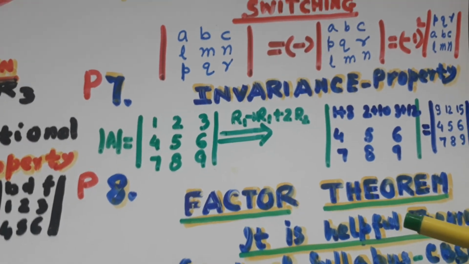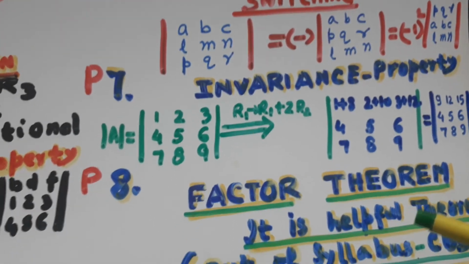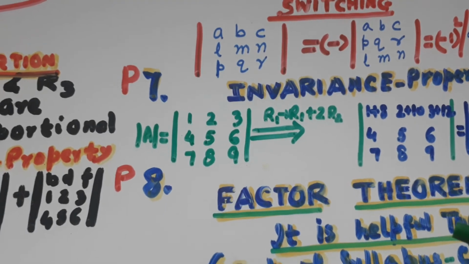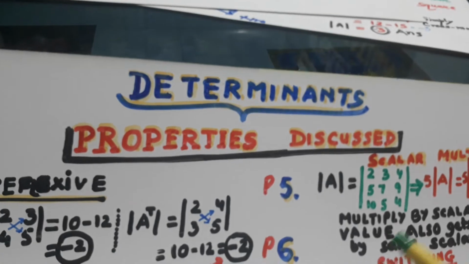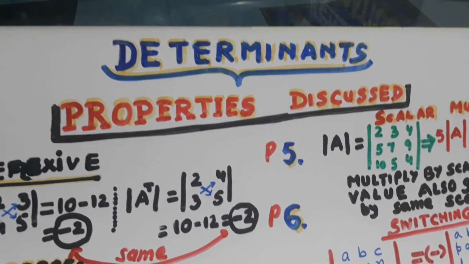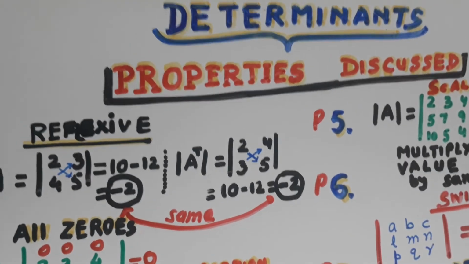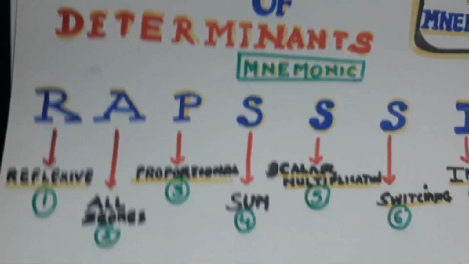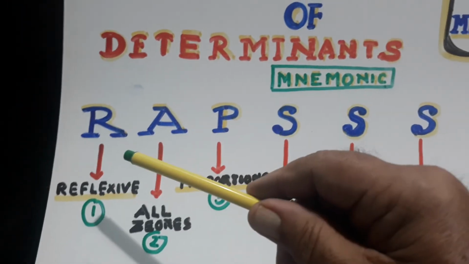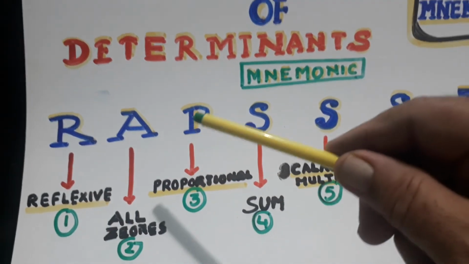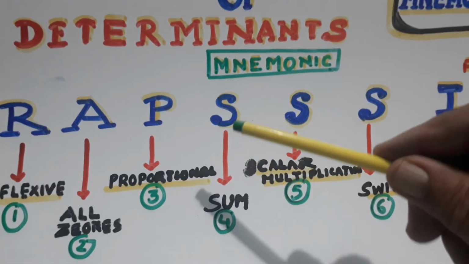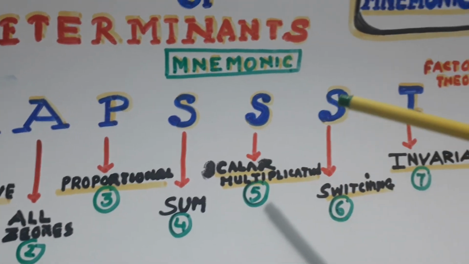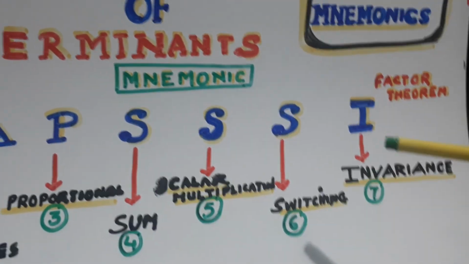Then factor theorem is also used, but it is not in the syllabus of CBSE. So these are the properties, and I have given you all the examples, and you have to remember that the mnemonic for all the properties is Rapsi factor: reflexive, all zeros, proportion, sum property, scalar multiplication, switching, invariance.